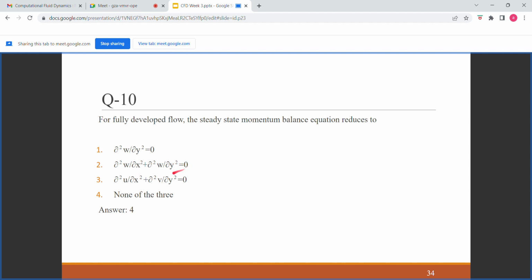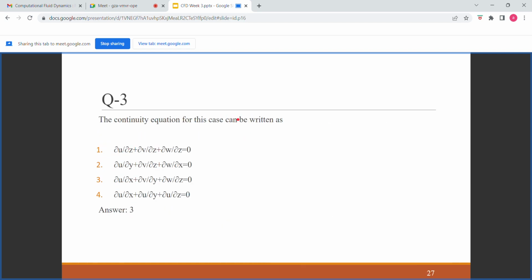Or else in option 3 it is given that ∂²U/∂X² + ∂²V/∂Y² = 0. And option 4 is none of the three. So the flow here is fully developed flow and steady state flow. It is asked that the momentum balance equation reduces to which of the following?